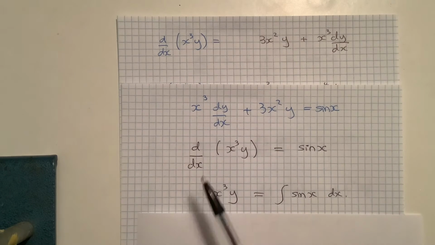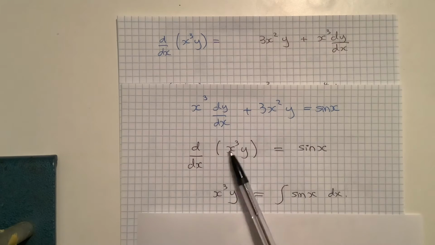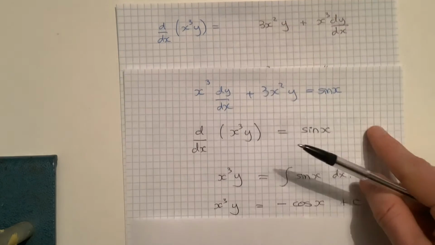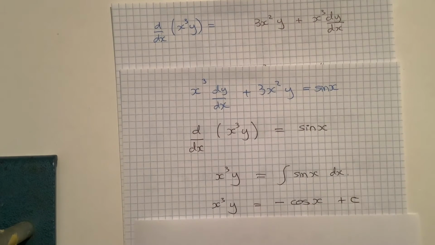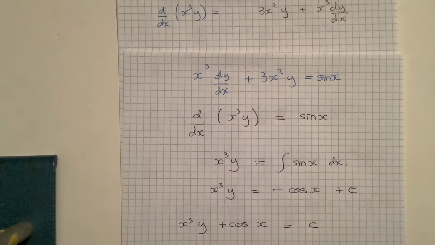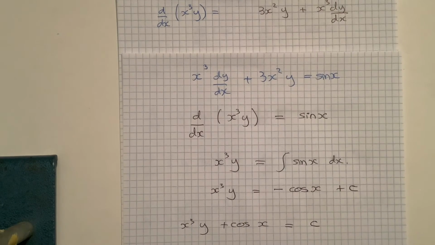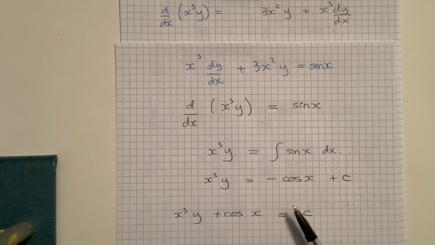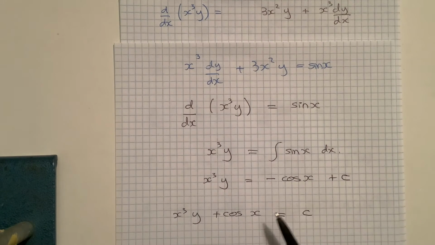So integrating this side with respect to x just gives this, because these are inverse operators. Integrating this side with respect to x, and I know that integrating sine gives minus cos x, not forgetting the plus c there. Moving the cos x to the other side, and I get that. So there we go, I've solved this differential equation to give this general solution. And obviously if I was told some boundary conditions, I could work out what the constant c is here.